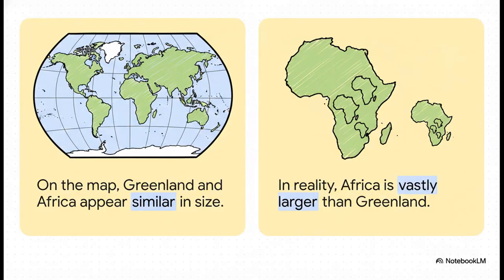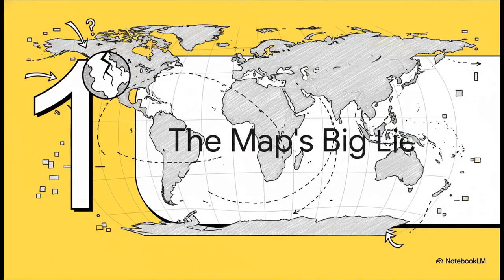Okay, so here's where it gets really obvious. Take a look at Greenland versus Africa on this map. They look kind of the same size, right? Well, in the real world, Africa is 14 times bigger than Greenland. That's not a tiny little mistake, it's a huge, massive distortion. And it's really the key to unlocking this whole idea that every map has a lie built right into it. And that gets us to the heart of the matter, what you could call the map's big lie.